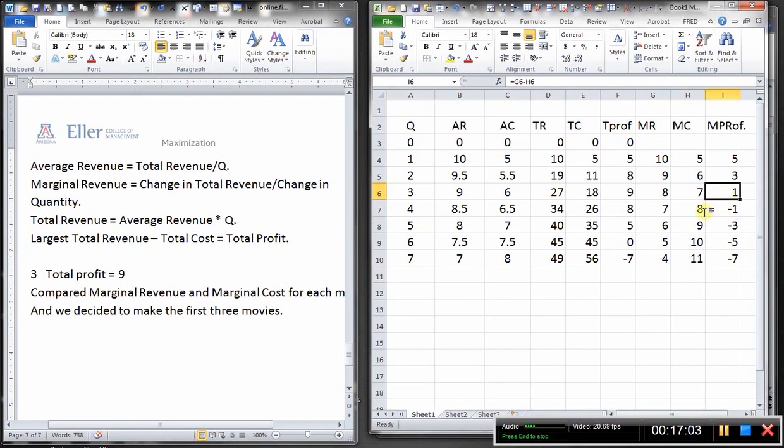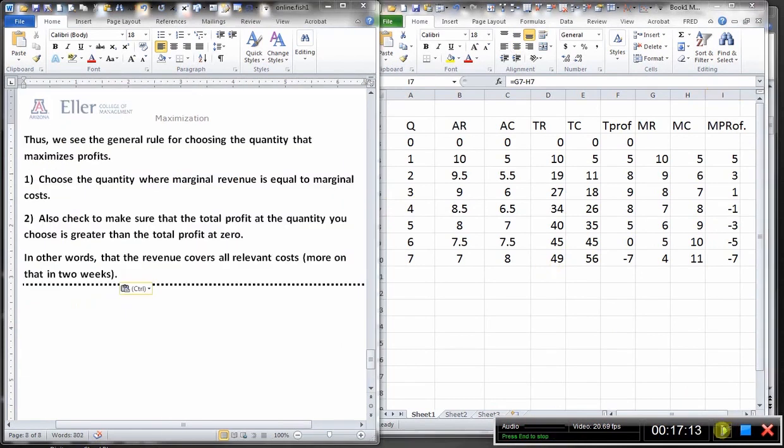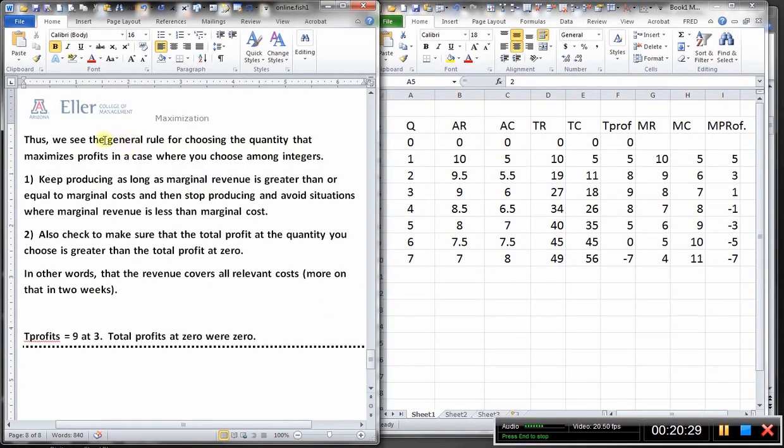Now, was marginal revenue actually equal to marginal cost in this case? Well, it turns out no, because we're not looking at continuous functions. So what we did is we avoided going to 4. We avoided trying to go to the point where we lost some money. So we found the solution to the overall problem.